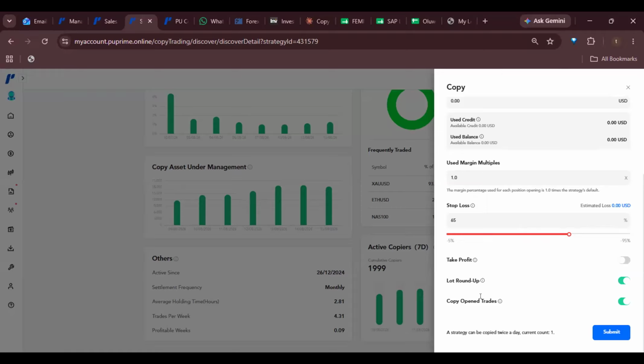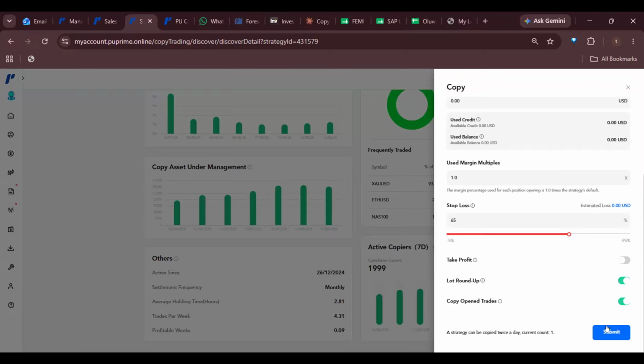Then lot round up and copy open trades. For copy open trades, what it means is that if the trader you are copying already has a trade, and you did not join that trade from the beginning, if you leave it at copy open trades, it automatically copies the trades which they have on. But if you remove this, it won't copy the existing trade that the person is on.